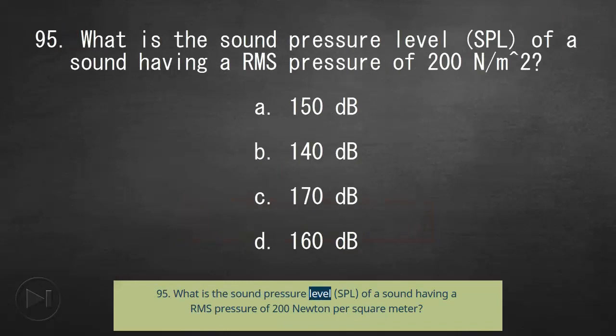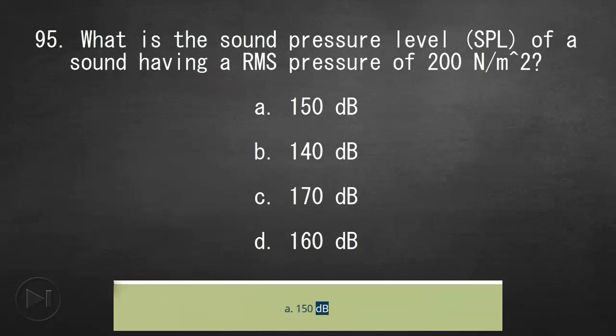95. What is the sound pressure level, SPL, of a sound having an RMS pressure of 200 Newton per square meter? A. 150 dB, B. 140 dB, C. 170 dB, D. 160 dB. Answer, B. 140 dB.